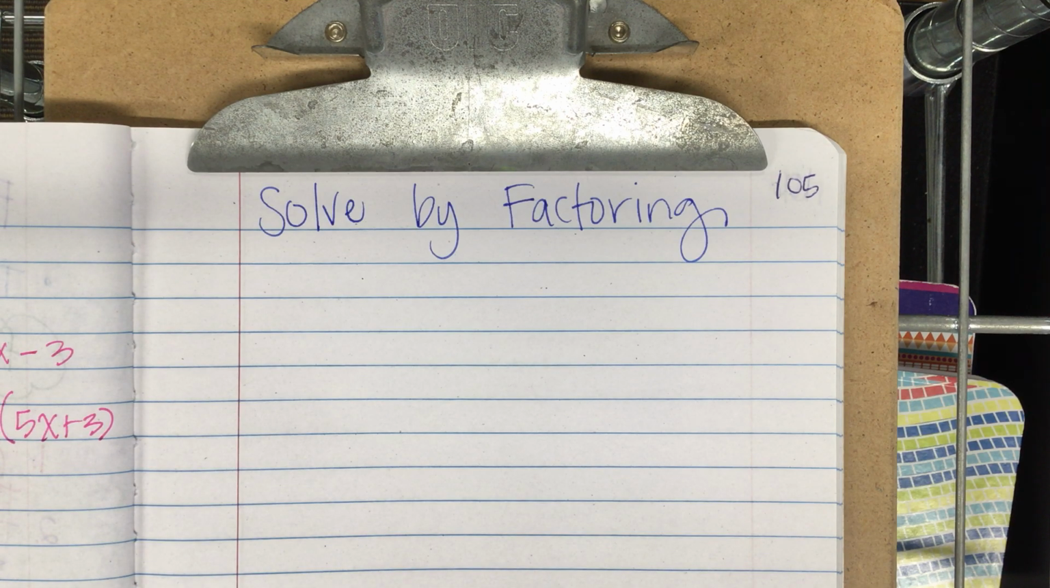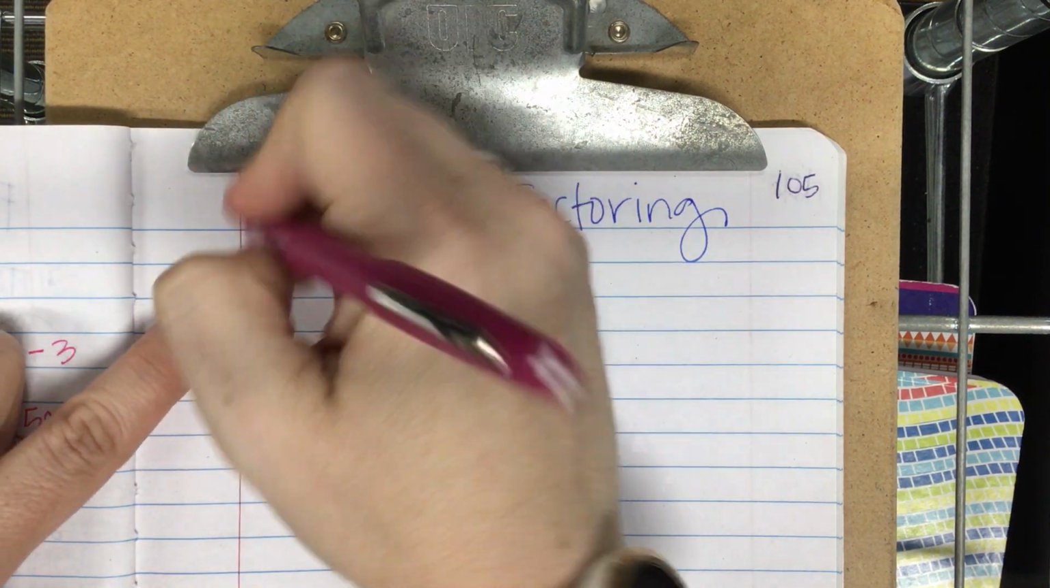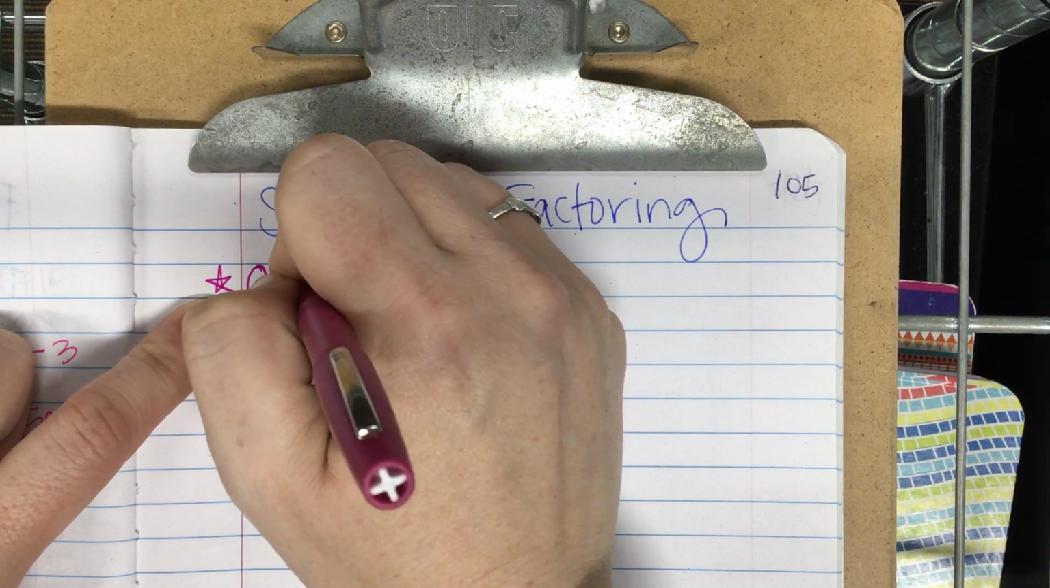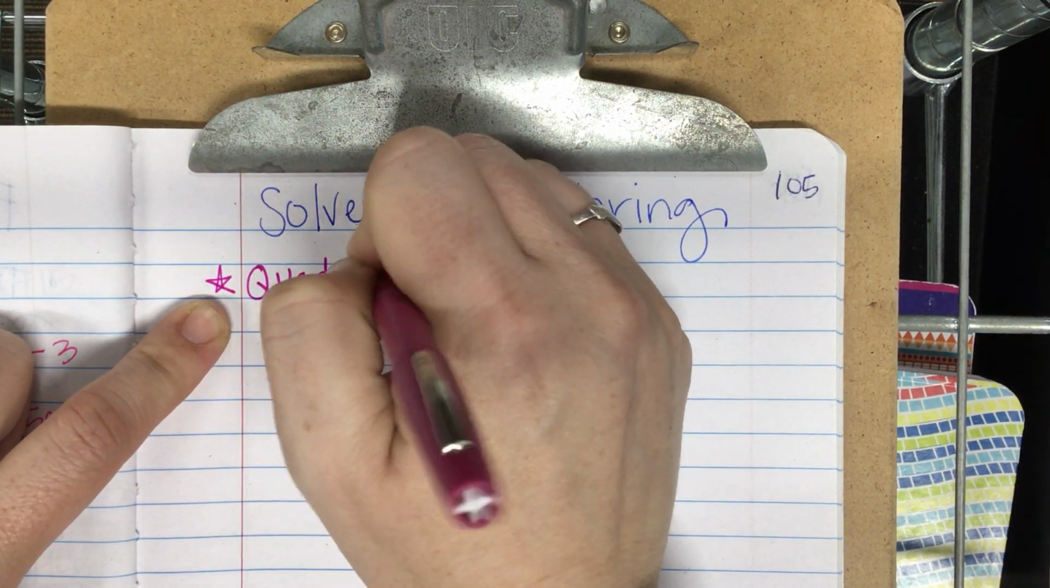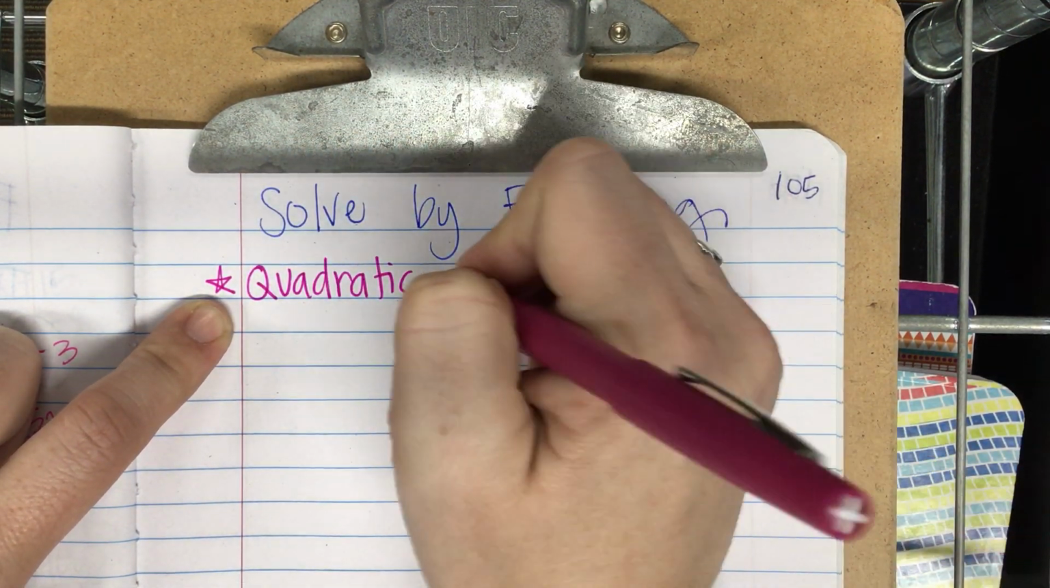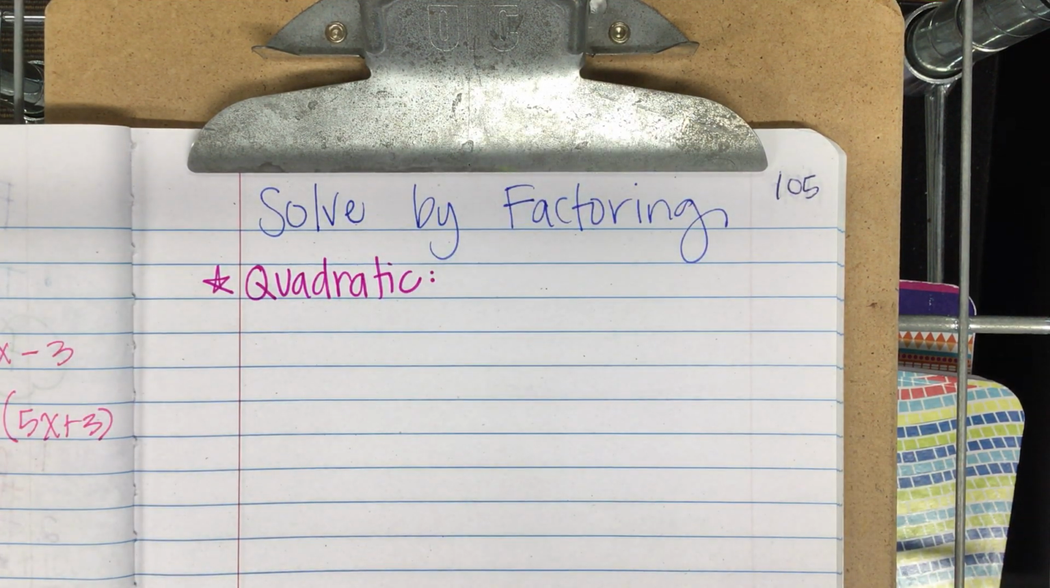To solve by factoring, it's a quadratic, which is how we've been factoring. And a quadratic, what does that vocabulary term mean? What is a quadratic? Joseph?